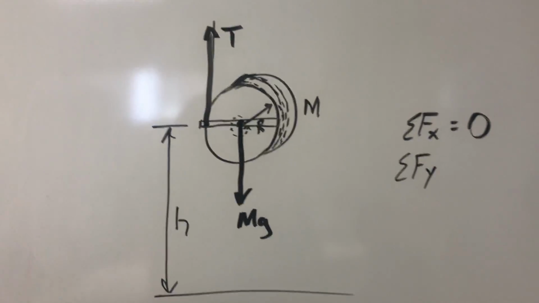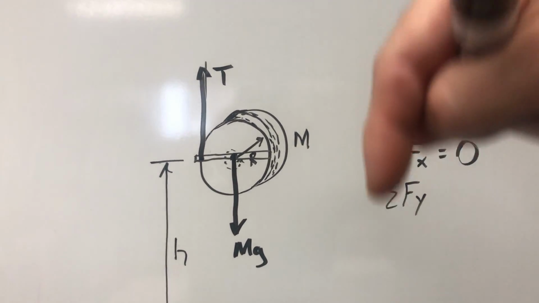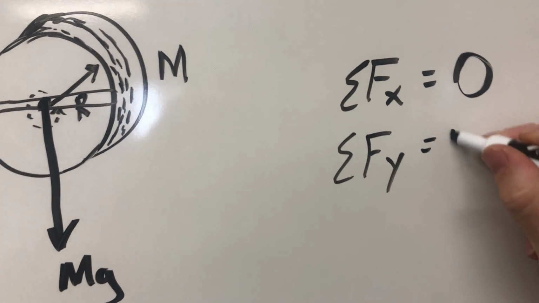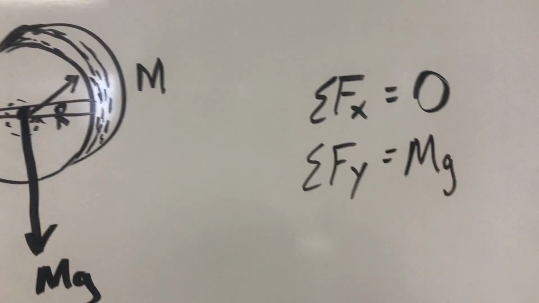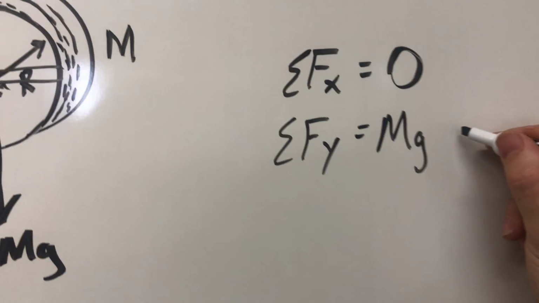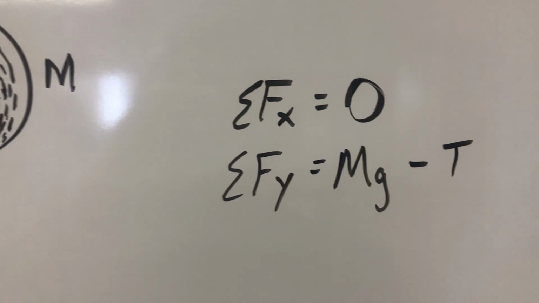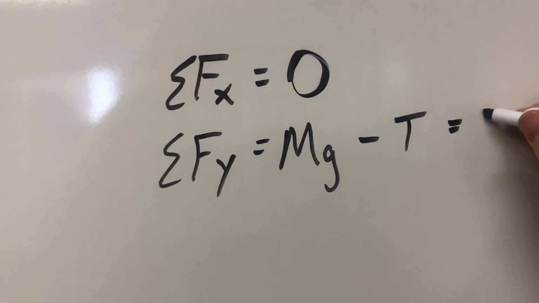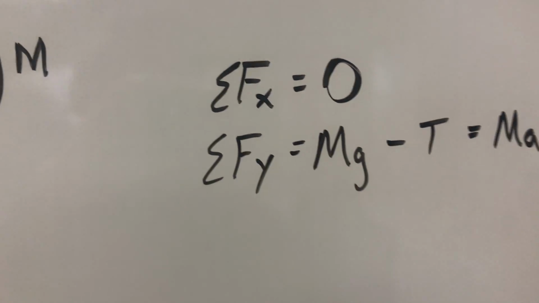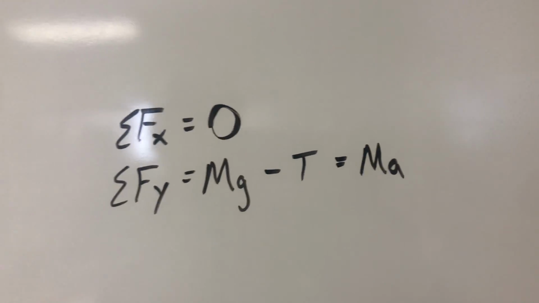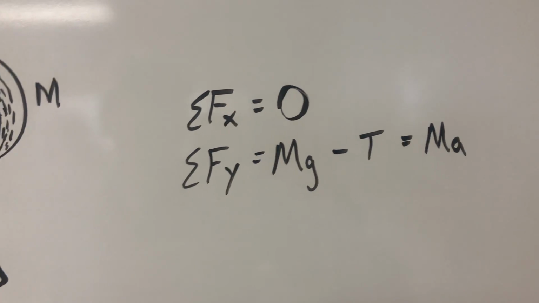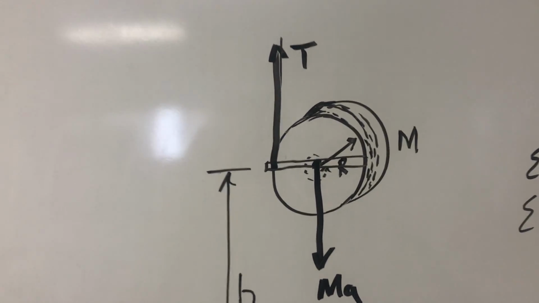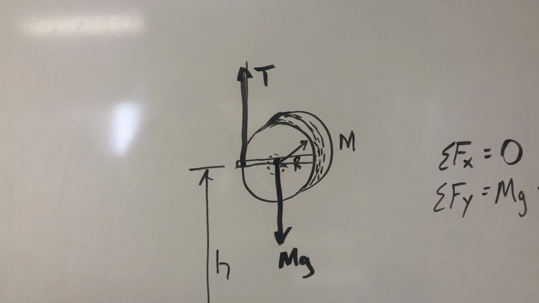For the sake of making this easy, I'm going to make going down my positive direction. So I'm going to say that we've got an mg, some weight speeding this object up, and we've got a tension working against it, and all that's going to be equal to ma. Now that's all our formulas for translational motion. But now we've got to go back and say, wait a minute, we've got a torque problem on this as well, and we've got some rotation in here.